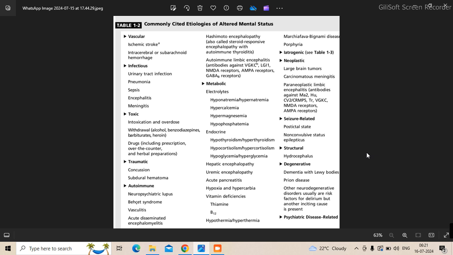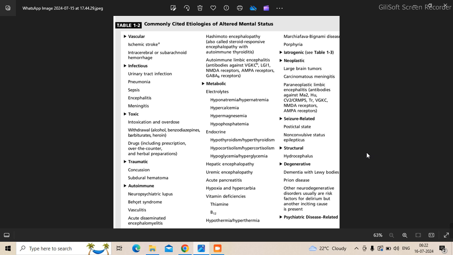Firstly, we should rule out any vascular cause, that is, any stroke, which can be ischemic or hemorrhagic. Then infections, most importantly UTI, respiratory tract infection like pneumonia, sepsis, encephalitis, and meningitis. Third are toxic causes. In that, any history of drug abuse, over-the-counter drugs, any addictions, like the patient taking alcohol, benzodiazepine, barbiturates, or heroin, and history of intoxication and overdose.